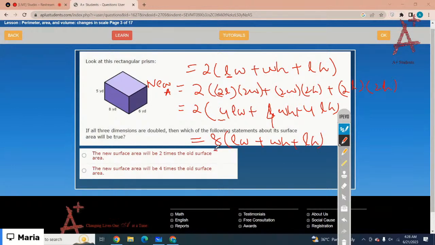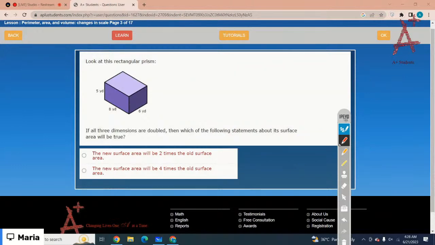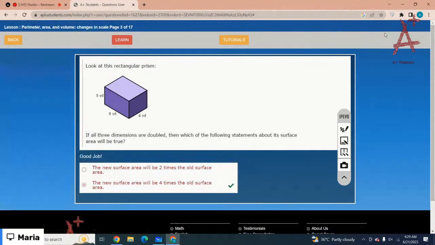Okay, the new area is this one and the older area is 2 times length width plus width height plus length height. So they are the same, they can cancel out each other. You are left with 8 over 2. That means 2 times 4 is 8. That means the new surface area will be 4 times the old surface area. Got it? If you have any question, you can ask. The new surface area will be 4 times the old surface area.